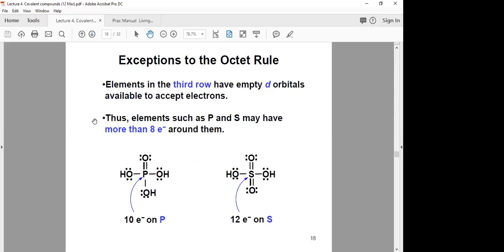Some more notable exceptions. Elements in the 3rd period on the periodic table have empty d orbitals, which are available to accept electrons. That means that some of these elements may have more than an octet of electrons around them. 2 good examples here: phosphorus, in this particular example, is surrounded by 10 electrons, and sulfur, in this particular molecule, is surrounded by 12 electrons.